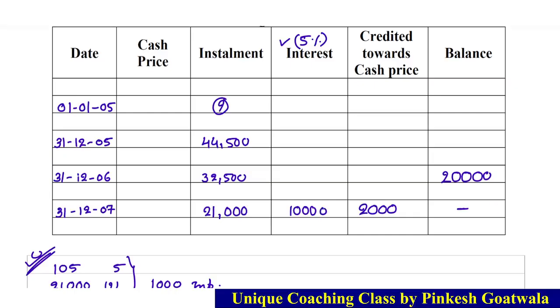Now again we have to put this step. One more point, this balance, where will it go? It will come here, right? Clear? Now again we do the same step. Now 31st December 2007 is complete. Now come to 31st December 2006. So what is the amount of installment? 32,500.